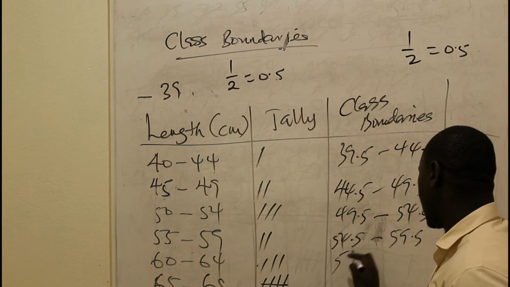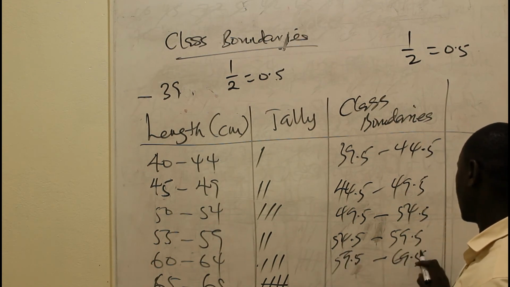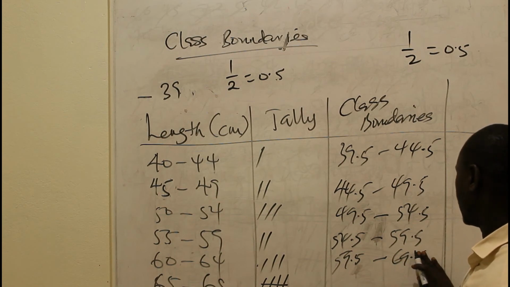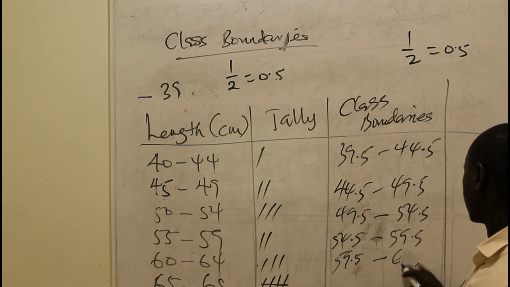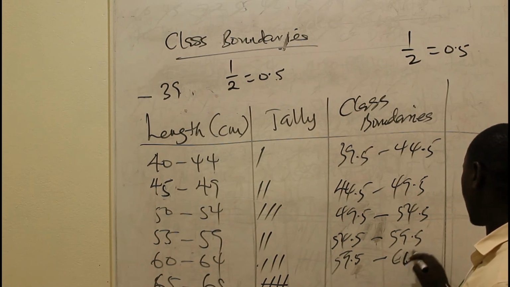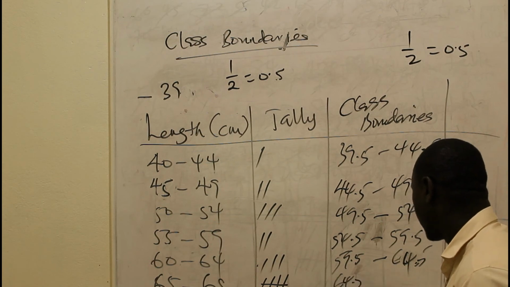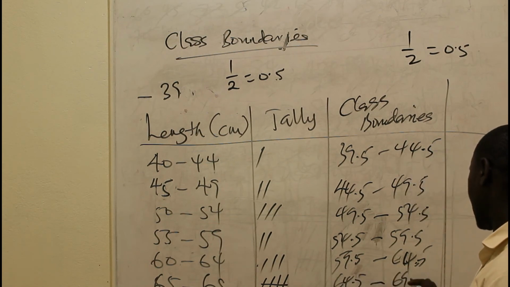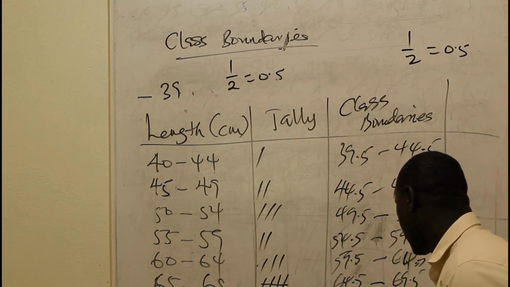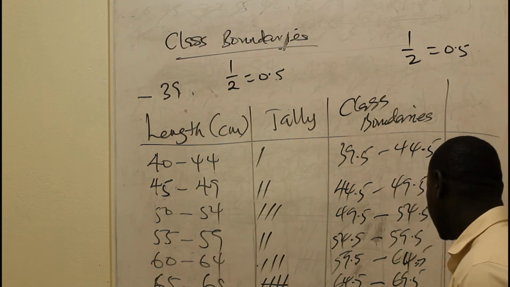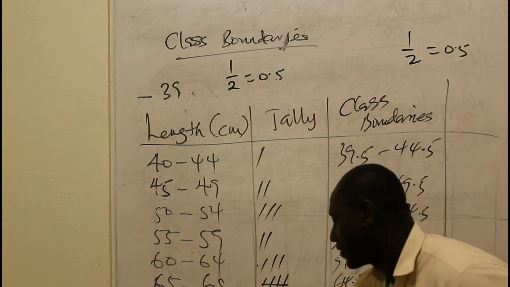Then 59.5 to 64.5, and then 64.5 to 69.5. Then we go back, 69.5 to 74, and where this one is ending is the beginning of this one.